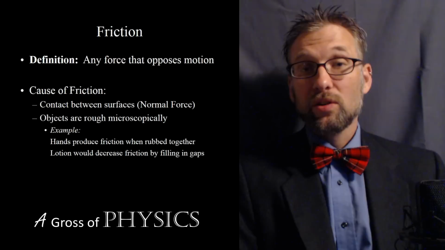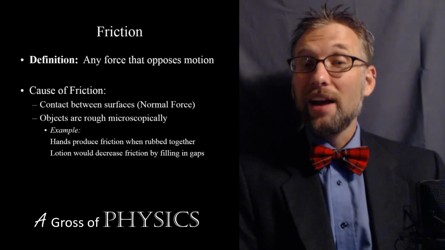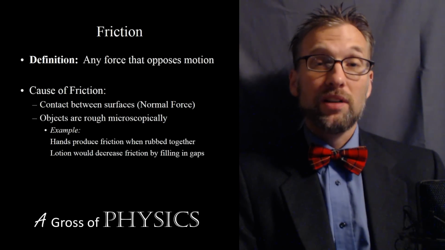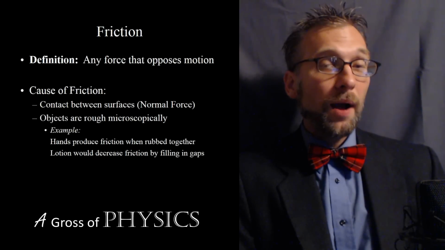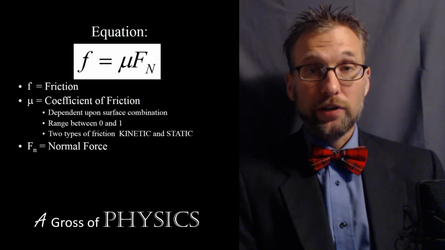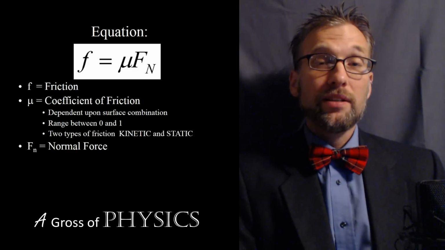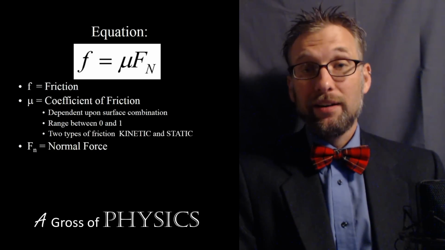That would utilize Newton's third law and the fact that we would then have inertia to keep moving, and without any friction, we'd be able to slide across on the ice and reach the other side. Now, we do have an equation in order to calculate friction. And that equation is simply friction equals mu Fn.